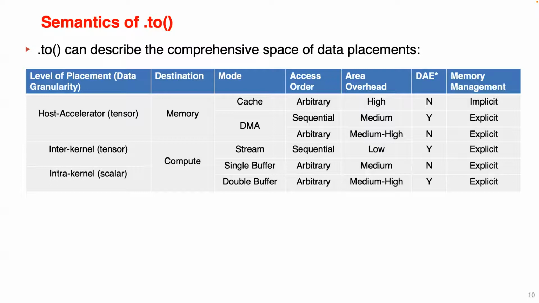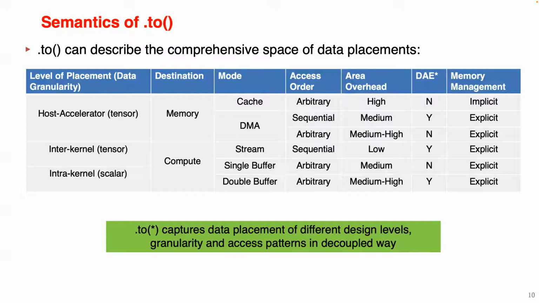Similarly, for inter-kernel and intra-kernel data placement, you can choose from the stream, single buffer, and double buffer modes to explore the trade-off between performance and area overhead. This .2 primitive enables programmers to explore the design space of data placements, and it also makes it much more productive to combine data placement with other hardware customizations.